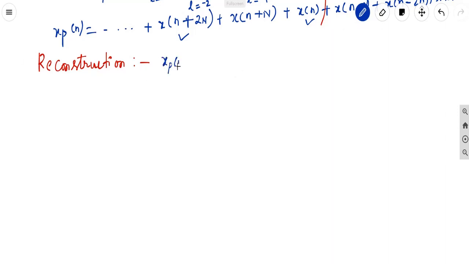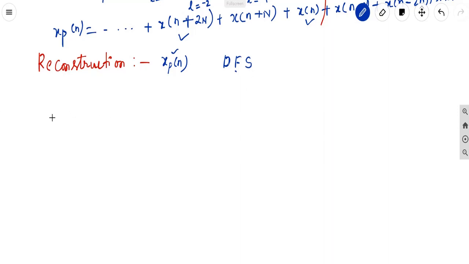Xp of n we have taken as a periodic signal with period N, so it can be expressed in discrete Fourier series. Now what we are doing, we are expressing this xp of n in discrete Fourier series. It is not transform. Please remember here, it is not transform. It is discrete Fourier series.